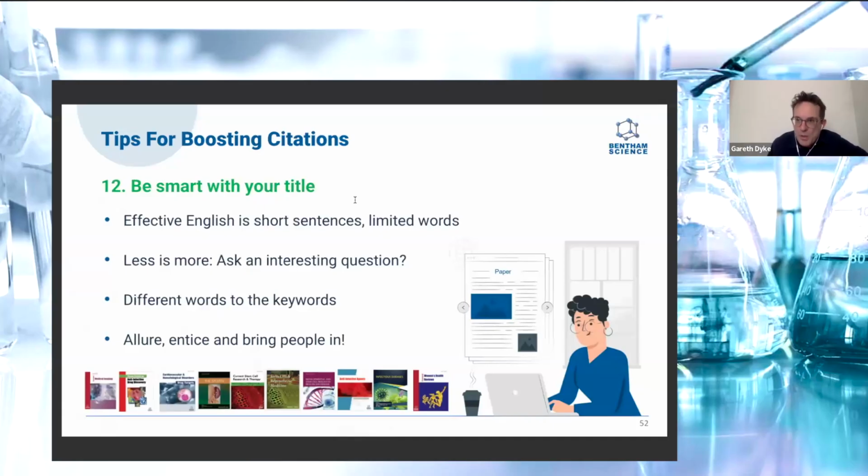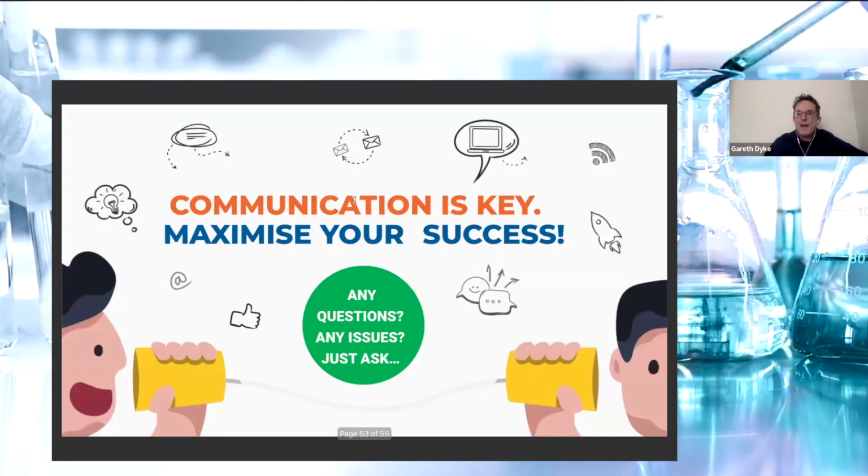Tip number 12, be smart with your title. Different words to the keywords. Short is better. Shorter titles get more citations. Less is more. Are you asking an interesting question with your research article title? Attract people's attention, allure them, entice them, get them interested in wanting to read your paper.